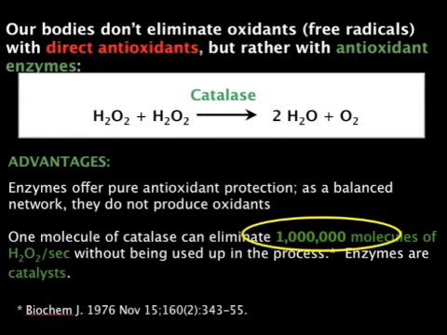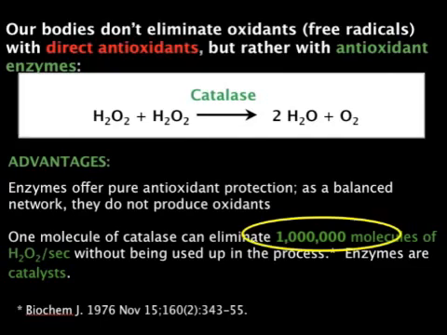We now know also that enzymes offer pure antioxidant protection as a balanced network. They do not produce oxidants. It's very important to make that distinction because things like vitamin C and vitamin E are actually creating free radicals. They are pro-oxidants, when we thought before they were antioxidants, but we now have in vivo studies, and I'm going to share a couple of them with you here, that show that these are actually pro-oxidants, not antioxidants.